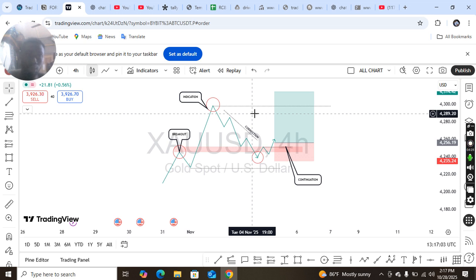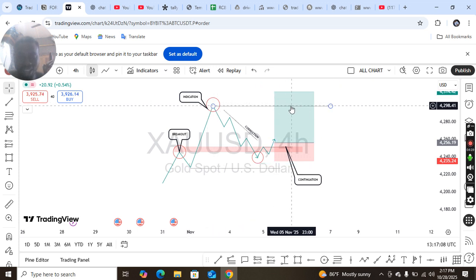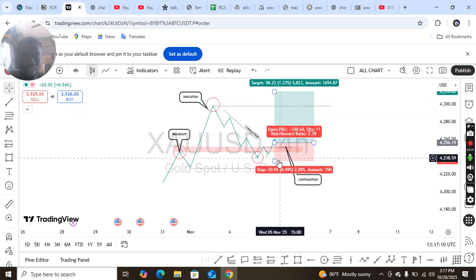If the management is fixed 1:3, then once price takes out this indication high, I shift my stop loss to break even and leave the trade to run for the rest. Sometimes price even reverses back to break even, but I just leave it. I just allow it to run.